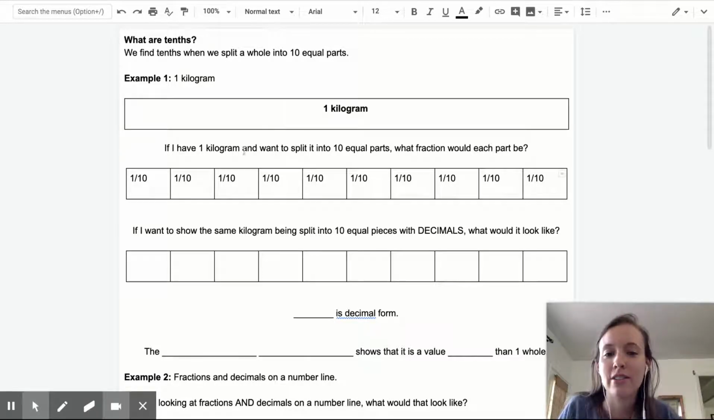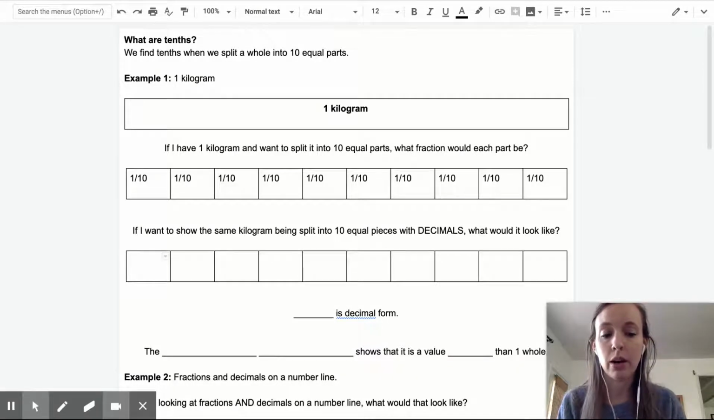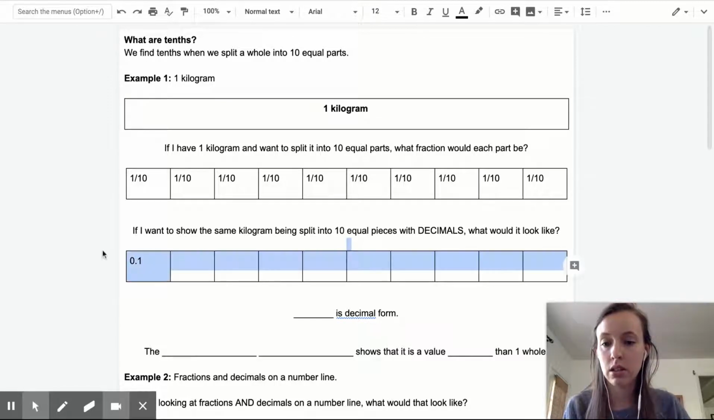So if I take that same 1 kilogram and I want to split it into 10 equal pieces but represent their values in decimal form, it's going to look a little bit different. So rather than our 1/10 fraction, if I want to represent 1/10 with a decimal, I would write it as 0.1, and that would be read as 1/10. So that means each of my pieces would be 1/10, 1/10, 1/10.